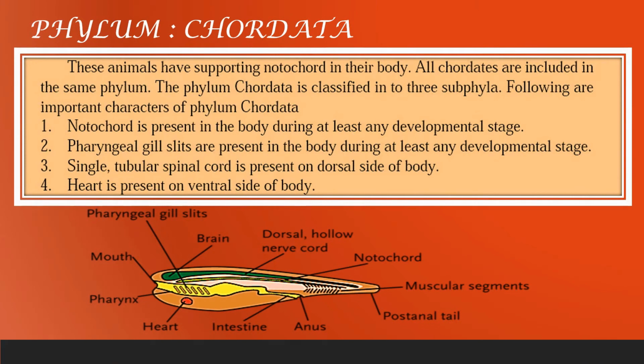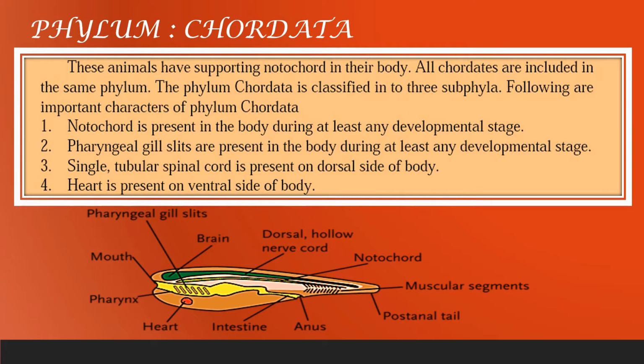Students, now first let us understand about phylum Chordata. So animals belonging to phylum Chordata are fundamentally characterized by the presence of a notochord, a dorsal hollow nerve cord and paired pharyngeal gill slits. That means animals belonging to phylum Chordata have supporting notochord in their body and all chordates are included in the same phylum. They are bilaterally symmetrical, triploblastic, coelomate with organ system level of organization, and also animals in phylum Chordata possess a post-anal tail and a closed circulatory system.